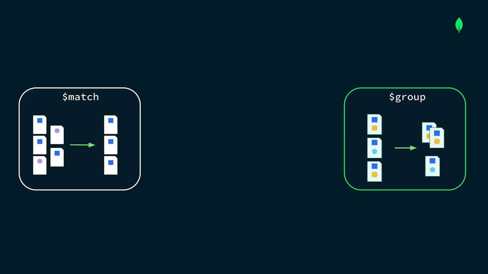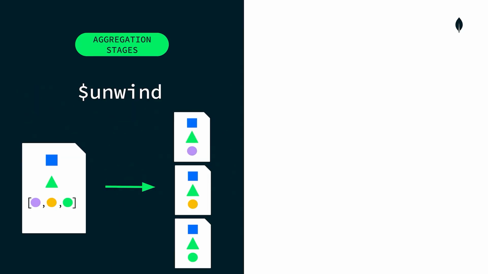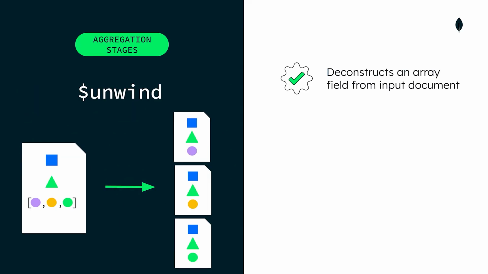We need to group all books sold by genre. To do this, we'll use the match and group stages. Since the genres are stored in an array, we also need an unwind stage after the match stage in our pipeline. The unwind stage deconstructs an array field from the input documents. Unwind outputs a document for each element of the array, effectively flattening the array.